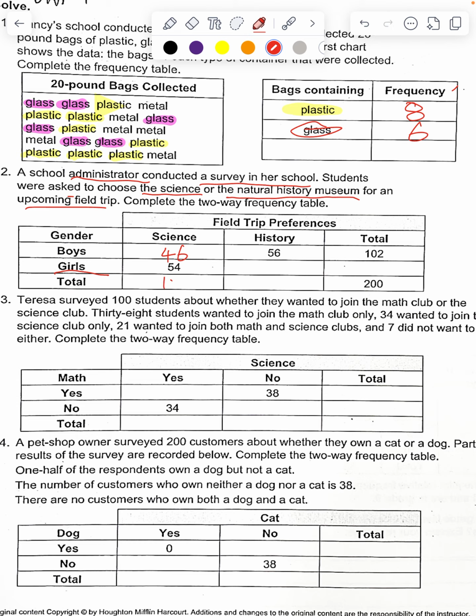So I'm going to put 100 here. Now I can look at this row. The row total is 200, and one of the components is 100. So here must be another 100, right? We know 100 plus 100 equals 200. This total, 200, is the grand total. It's the total of the column. It's also the total of the row.